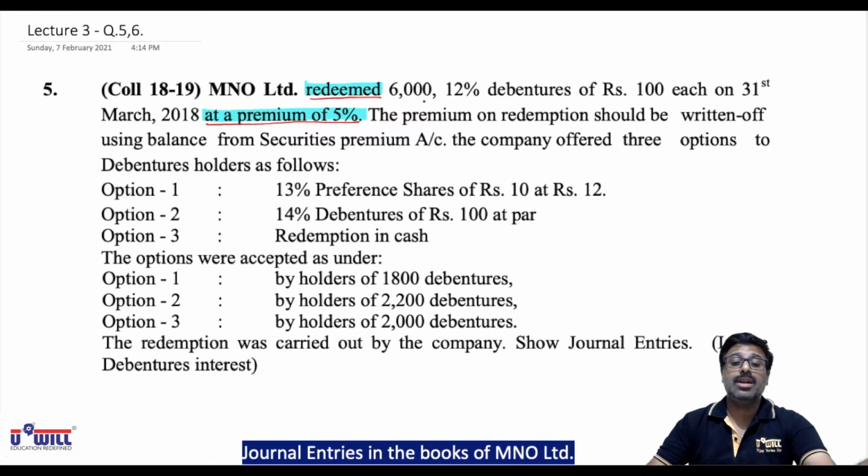Premium on redemption account debit, that is also our liability. To close it, we will reverse and debit it to the debenture holders account, because they are redeemable at premium. Debentures account debit, premium on redemption account debit to debenture holders account.